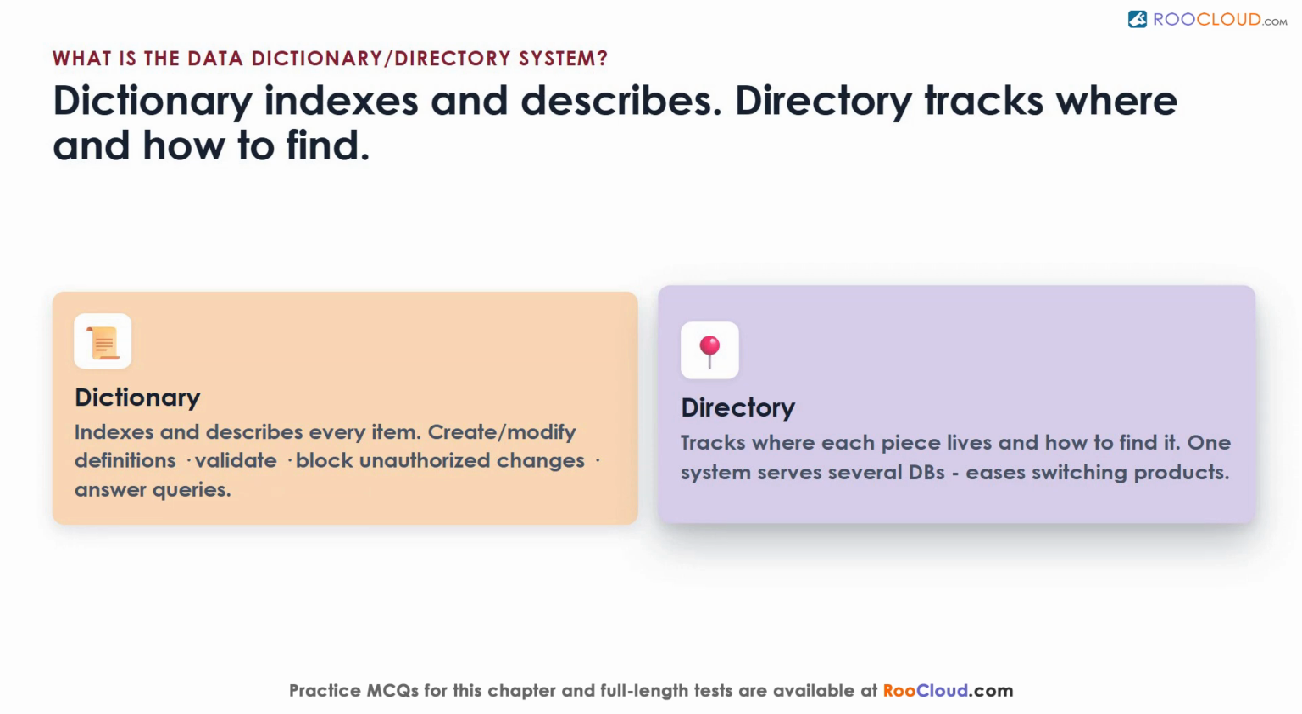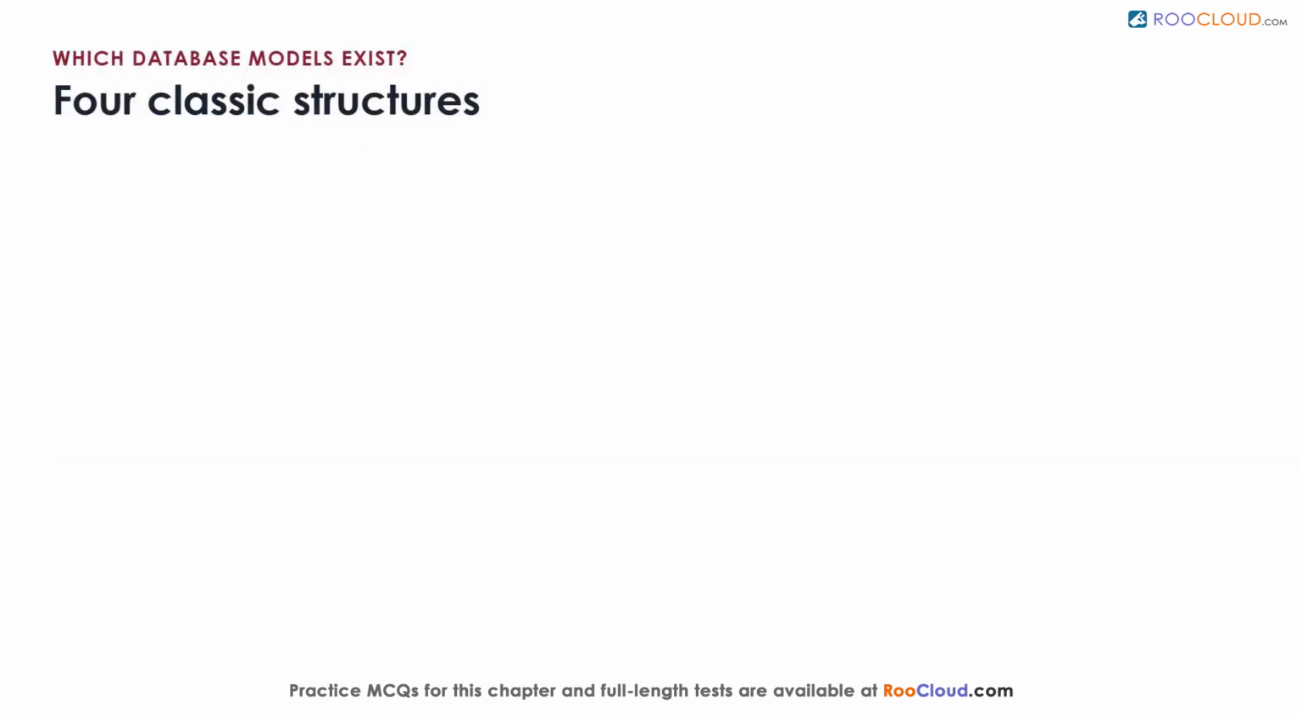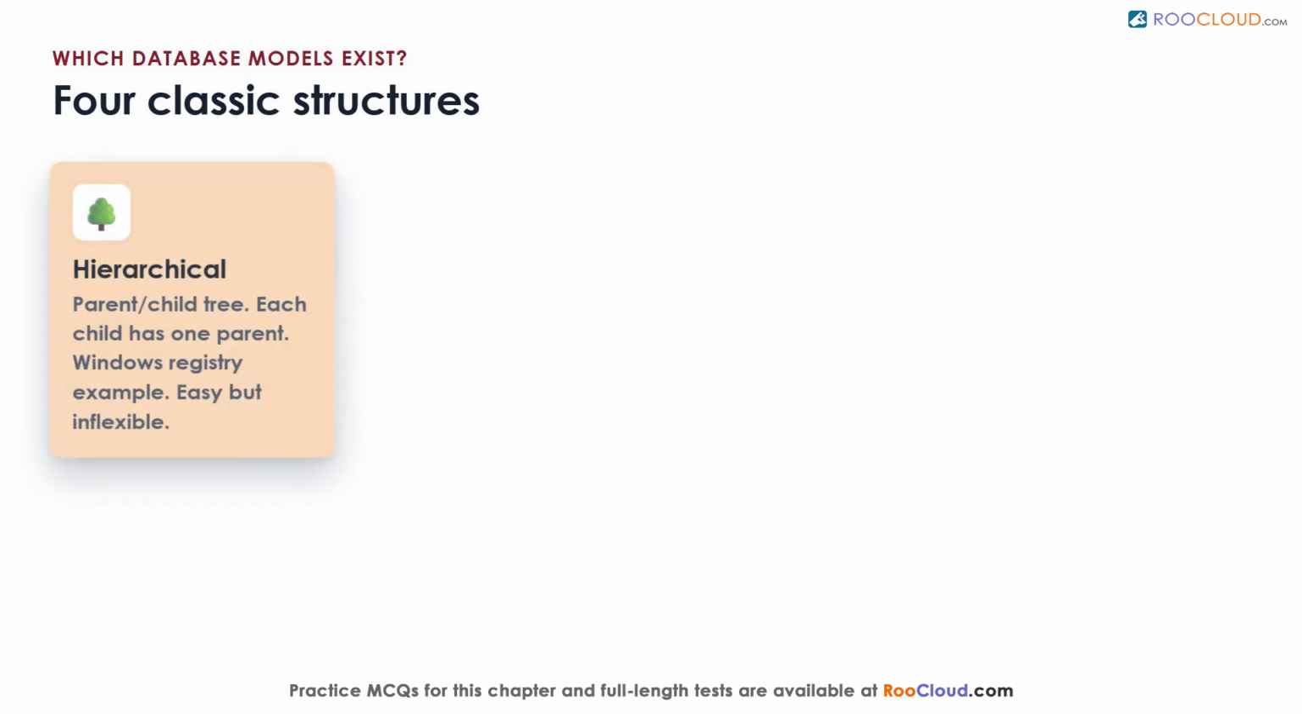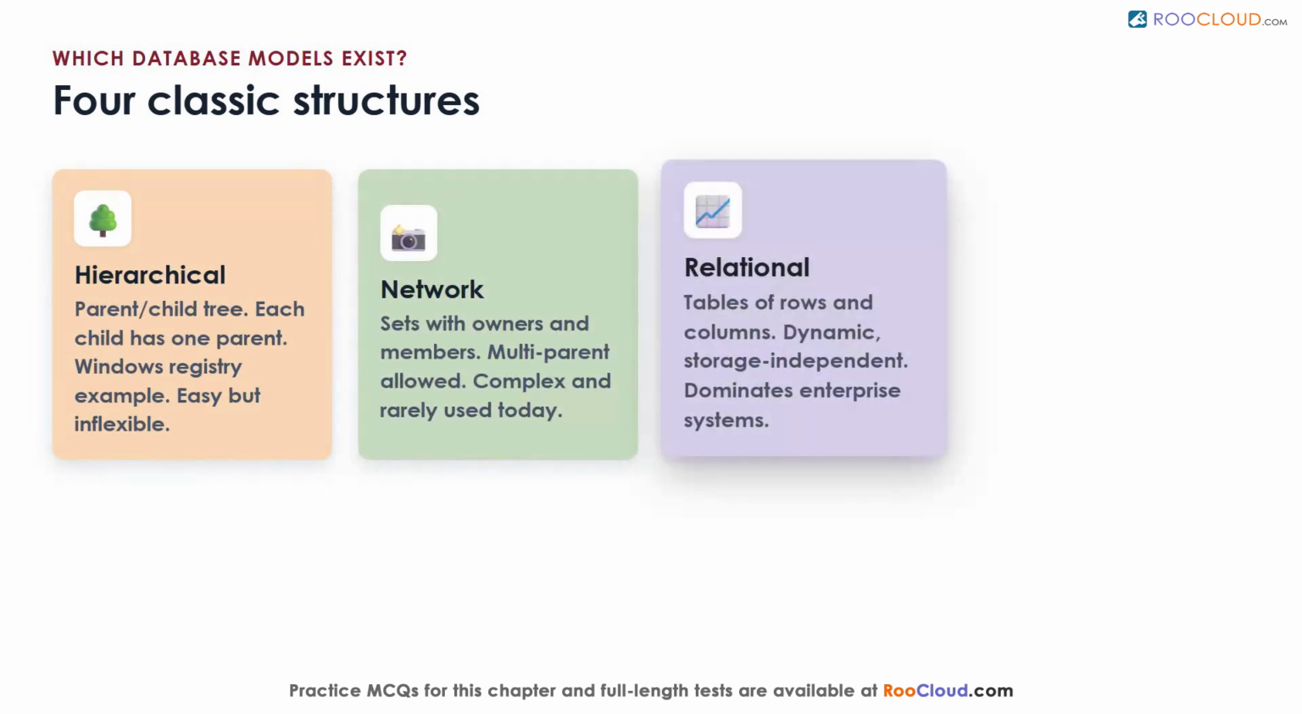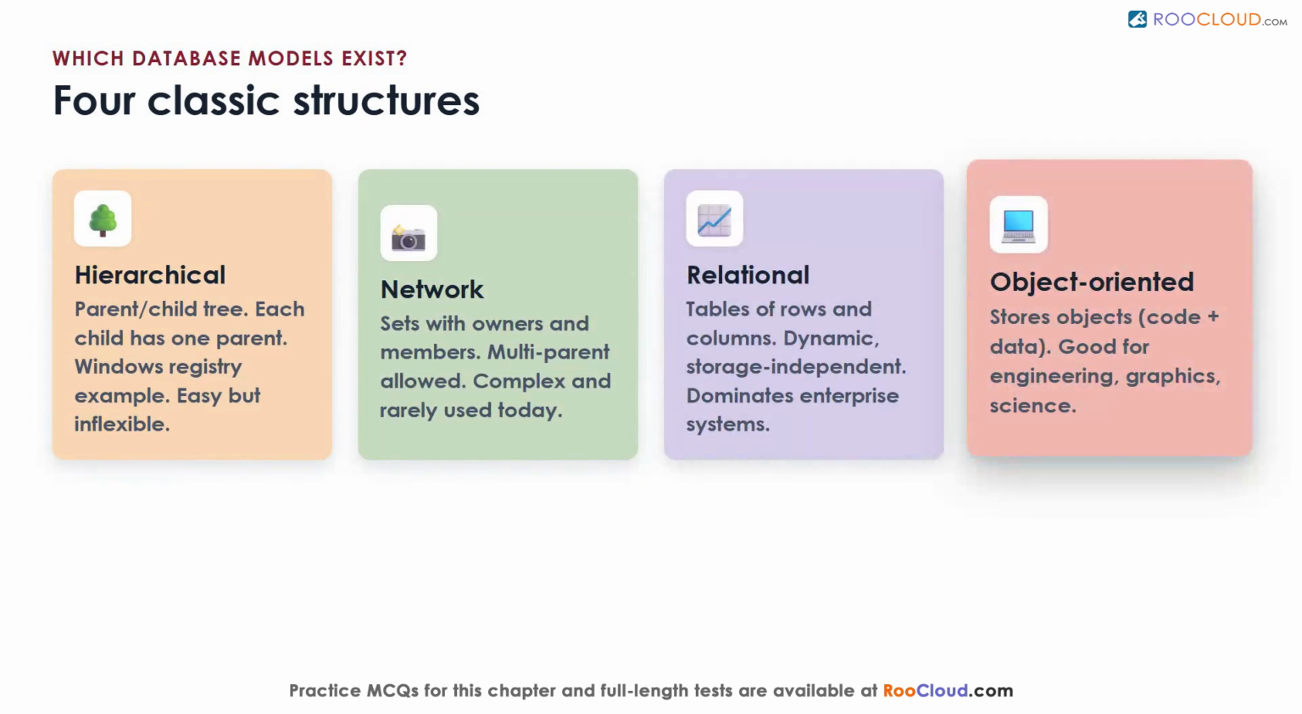One system can serve several databases. That eases switching from one product to another. The payoffs include better documentation and standardized methods. What are the main database models? There are four classic structures: hierarchical, network, relational, and object-oriented.